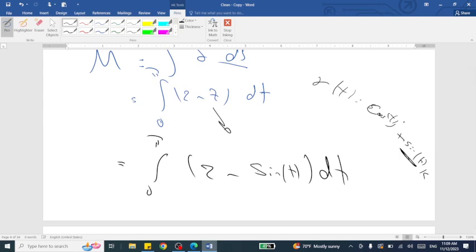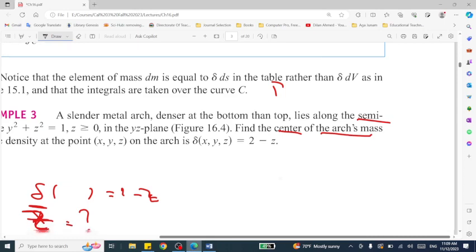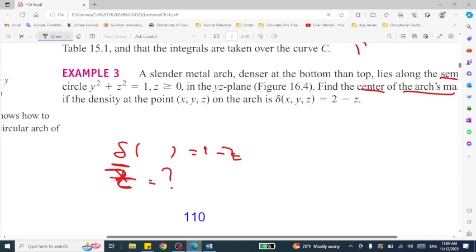Okay, shall I repeat it? Depends, shall I repeat it, guys?